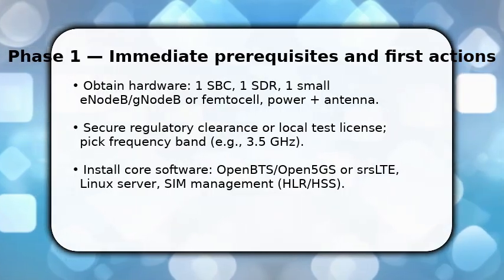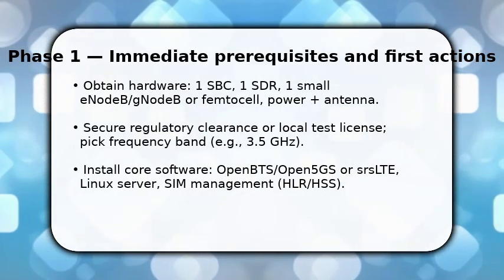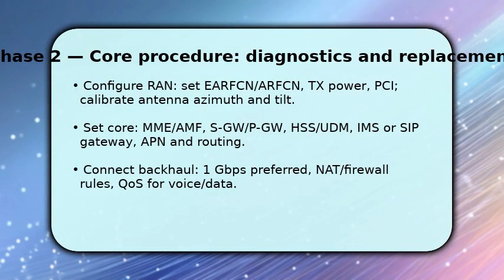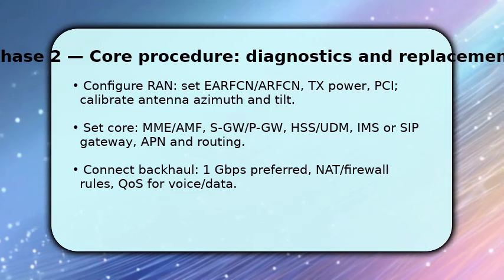You now link radio and core together. Configure the cell, set EARFCN/ARFCN, transmit power and cell ID, then calibrate antenna direction for coverage.